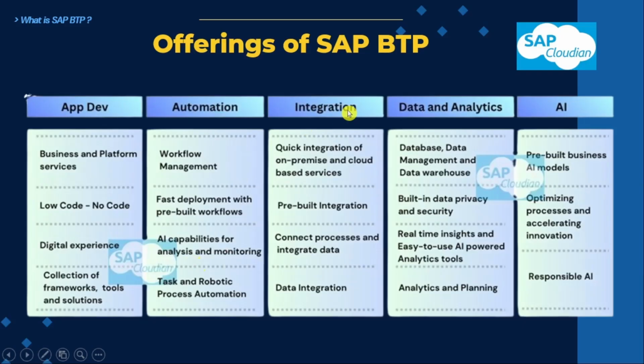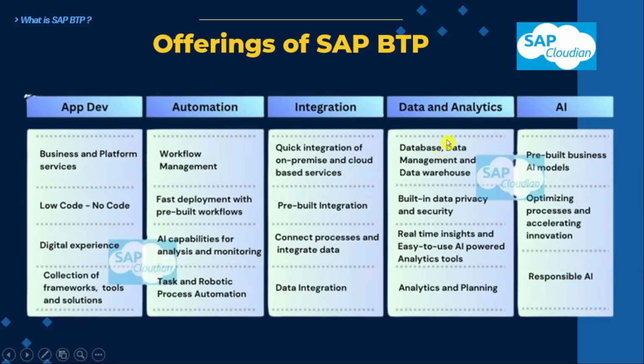Next offering is integration. Basically, SAP Integration Suite is an integration platform as a service that allows you to collect, process, and integrate data across the landscape. It helps us quickly integrate on-premise and cloud-based services, processes, applications, data and events. SAP Integration Suite helps streamline SAP and third-party solution integration with thousands of pre-built integrations, connectors, APIs, and best practices. These pre-built integrations are managed and updated by SAP itself.